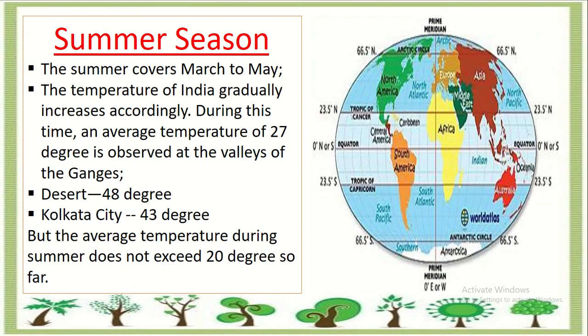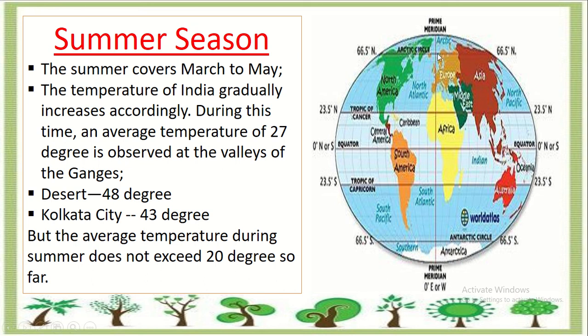The next slide shows the summer season. The summer covers March to May. The temperature of India gradually increases accordingly. During this time an average temperature of 27 degrees is observed at the valleys of the Ganges. In the desert areas, what temperature follows? In the desert areas at the northwest of India it reaches 48 degrees Celsius, and the maximum temperature in May reaches 43 degrees in Kolkata city. But the average temperature during summer does not exceed 20 degrees centigrade so far.